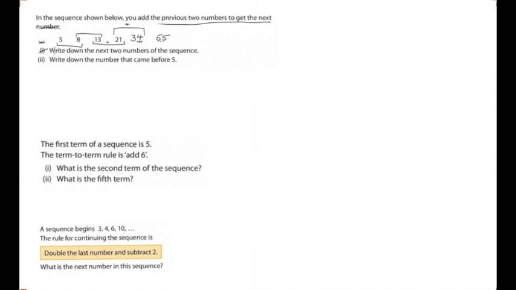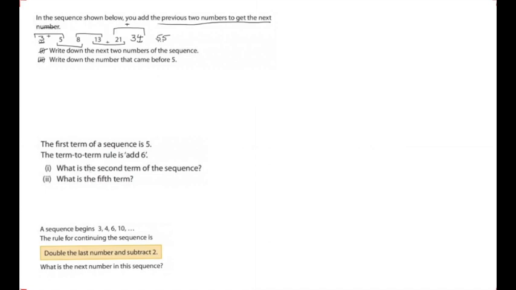Right. We're told that the term by term rule is that if we add the previous two numbers, we get 8. Okay, so if I wanted to get 8, I would have had to add the previous two numbers. Okay, so I would have had to add these two numbers so that I would get 8. But I don't know what this number is, but I know that if I add 3 to 5, I will get 8, won't I? And that's the answer.